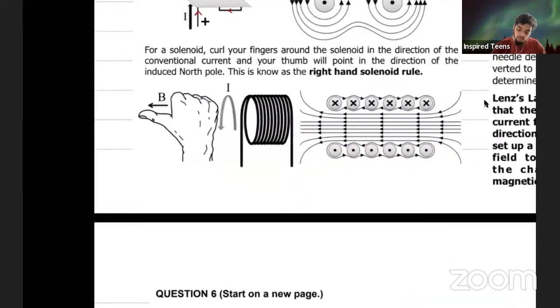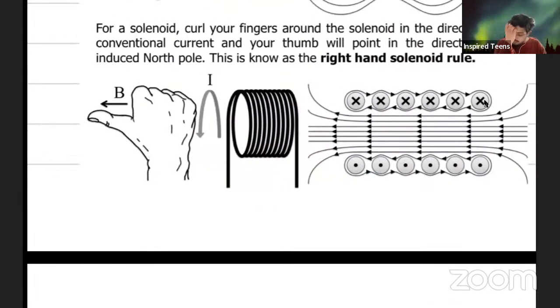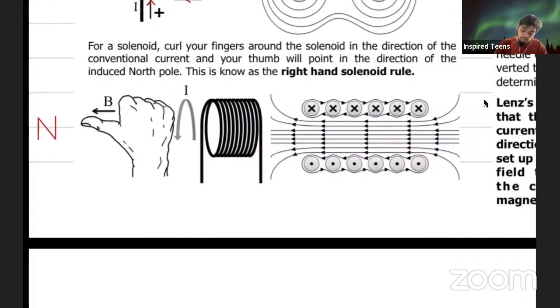Okay, so normally what would happen is maybe they'd give you the direction of current, or they'd give you the direction of the north pole. So let's just say that the north pole is this direction. And in that specific case, the induced north pole is in this direction.